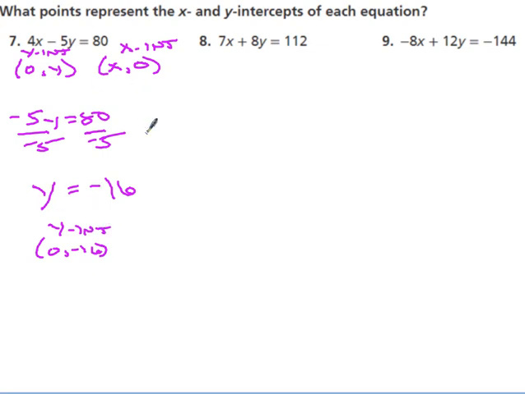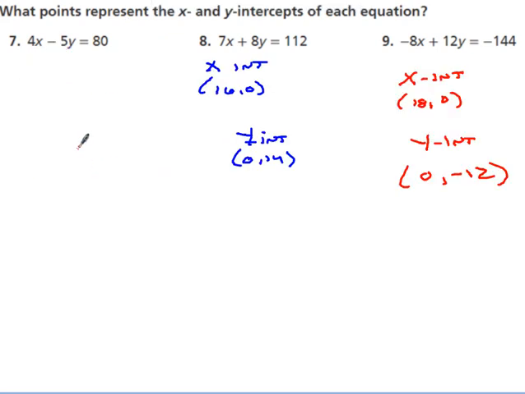Do the same thing for when y is 0, so that makes the y go away. I just get 4x equals 80, which means x equals 20. So the x-intercept is at (20, 0). Those are my points. Go ahead and pause and answer numbers 8 and 9.